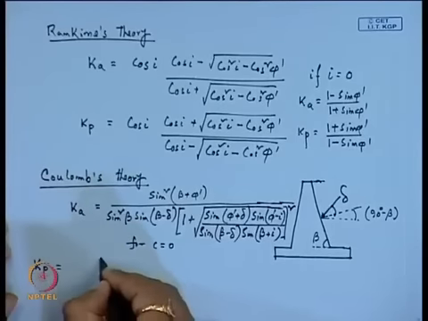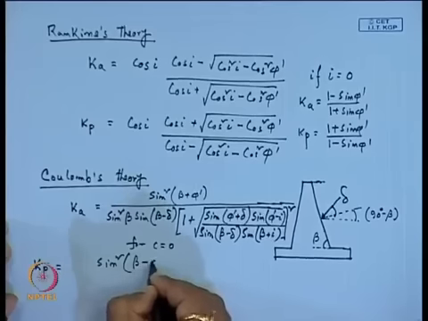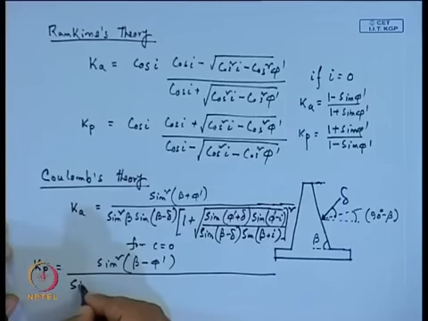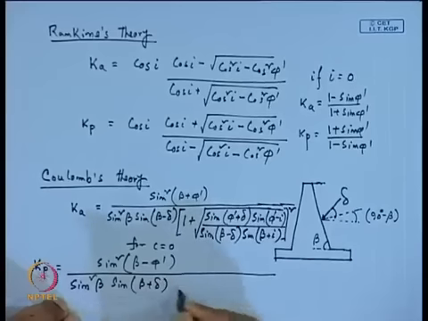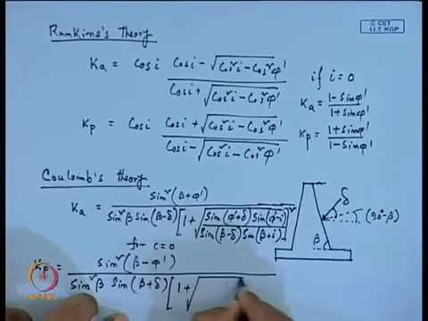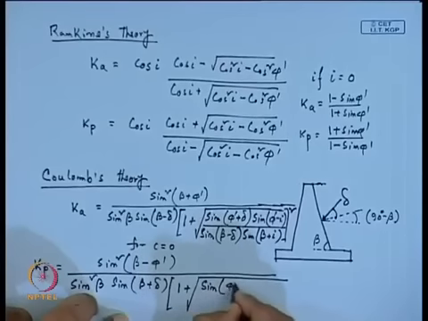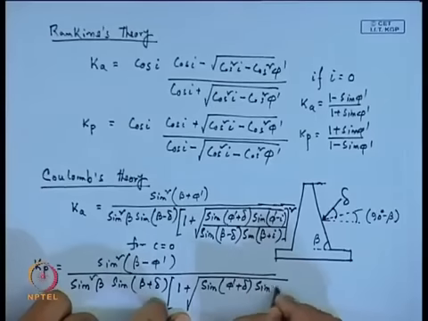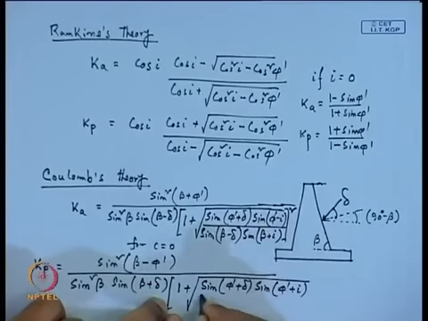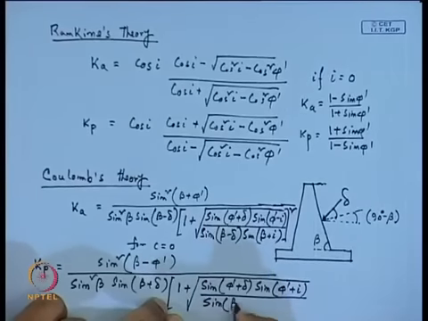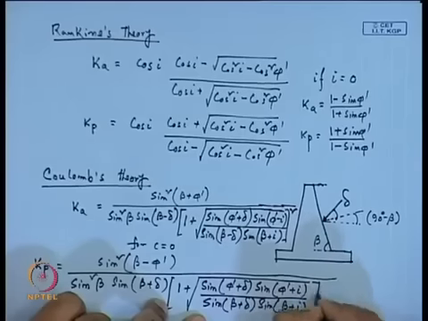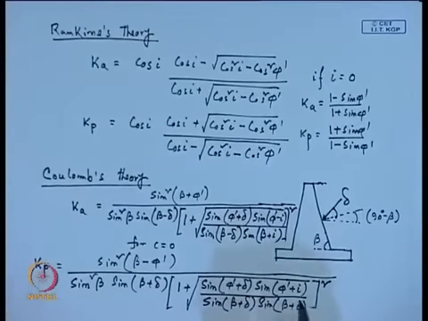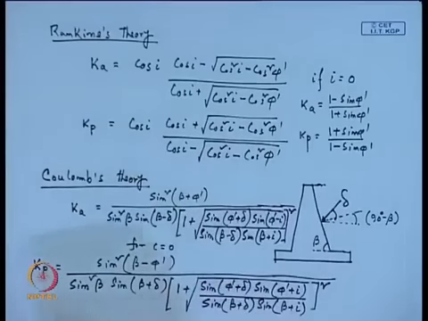Similarly, K P is calculated by sin square beta minus phi dash, divided by sin square beta into sin beta plus delta, into 1 plus root over sin phi dash plus delta into sin phi dash plus I, divided by sin beta plus delta into sin beta plus I, and then the total is squared. In this way, we can determine the passive and active coefficients of earth pressure for Rankine's theory and for Coulomb's theory under different conditions.